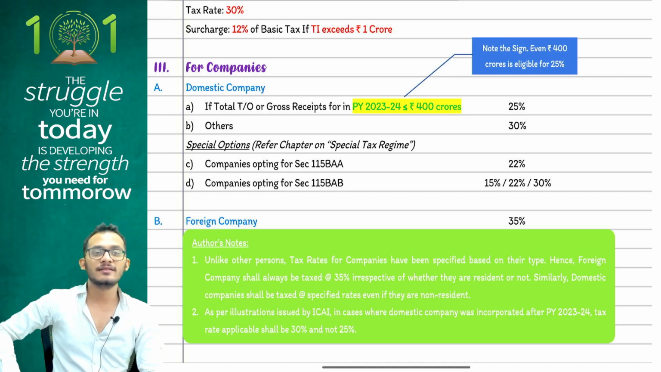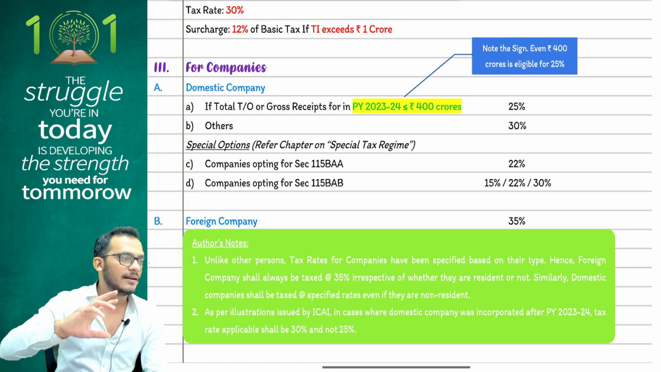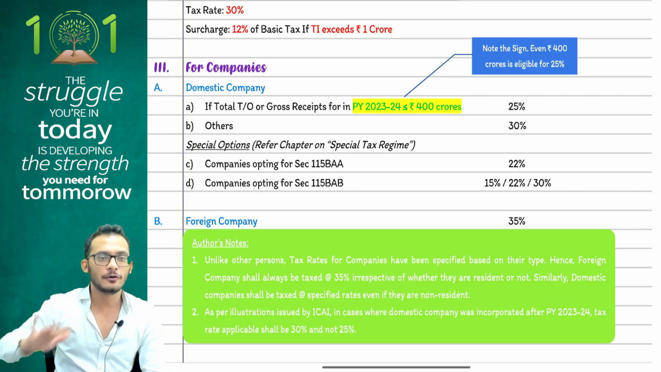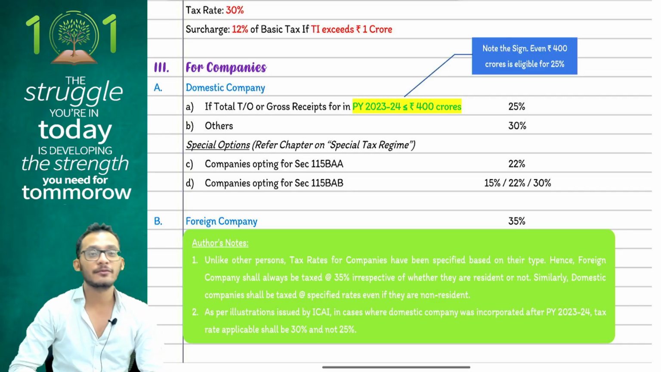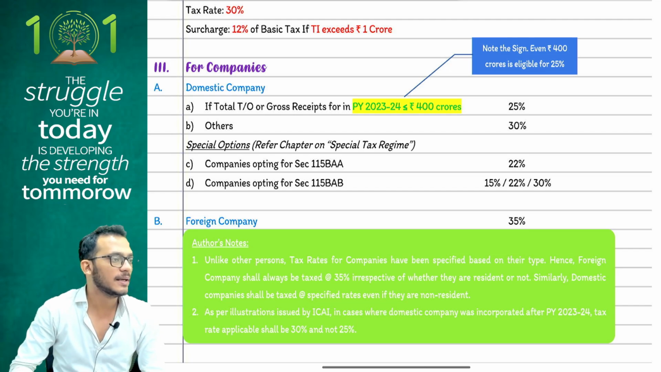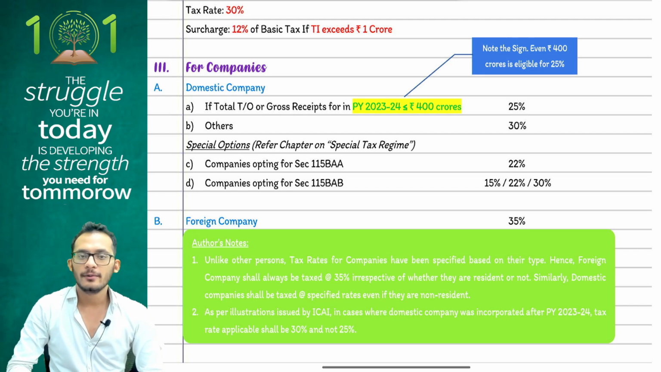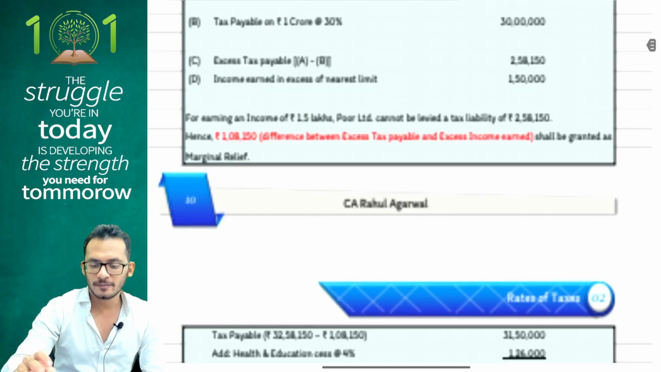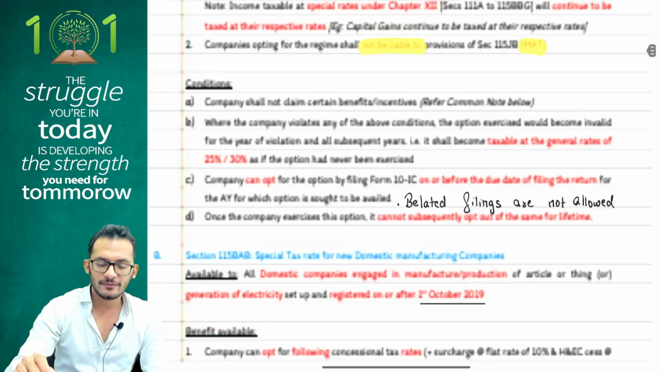I also clarified this one thing to you. ICAI believes that if your incorporation is post 23-24, for the first year your tax rate will be 30 percent, not 25 percent. Clear? Yes, good. Then we discussed the special tax regime.